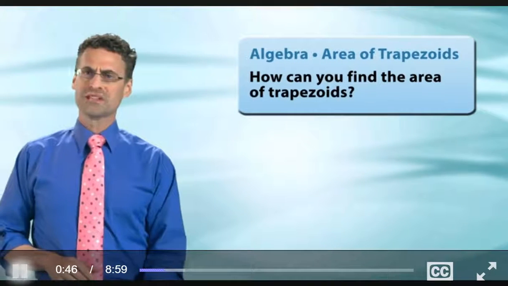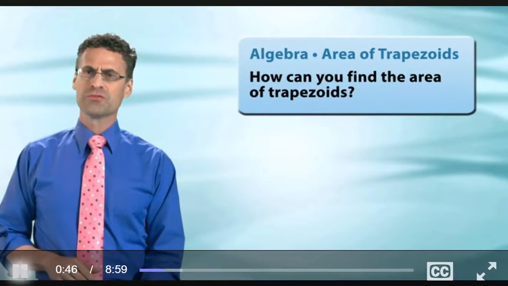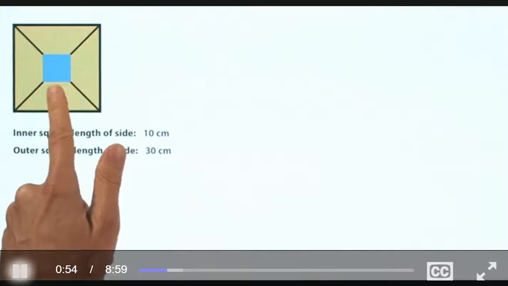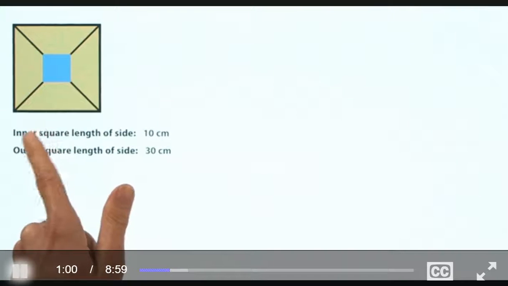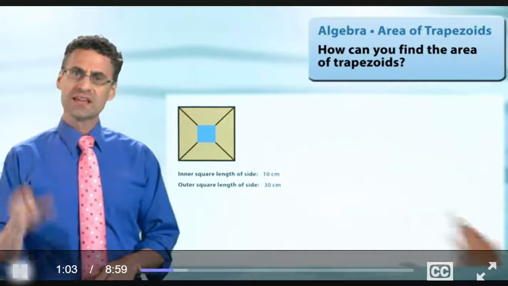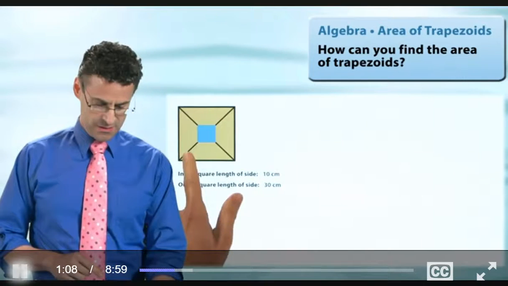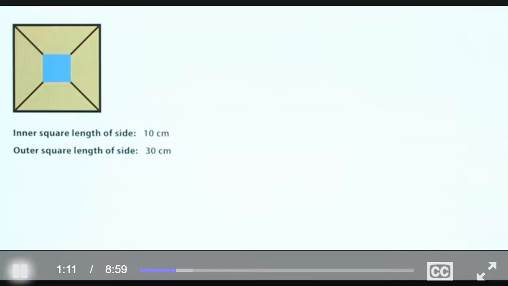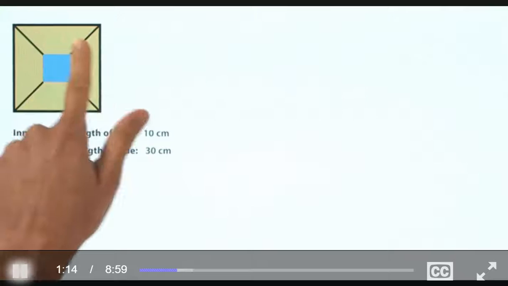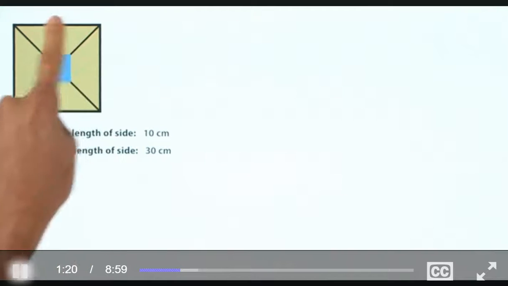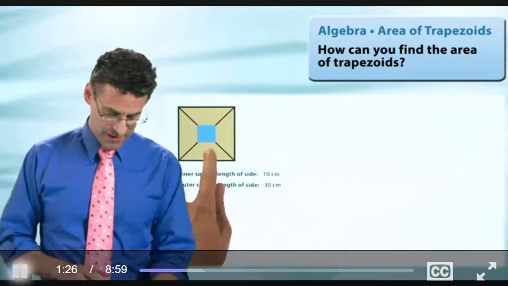A pattern used for tile floors is shown right here, kind of an interesting pattern. Now, a side of the inner square right here measures 10 centimeters, and a side of the outer square measures 30 centimeters. Here's the challenge. Can we figure out the area of just one of the yellow trapezoid tiles? So what we have here is 4 trapezoidal tiles that surround this blue square and together make this larger square. And the question is, can we find the area of one of these?